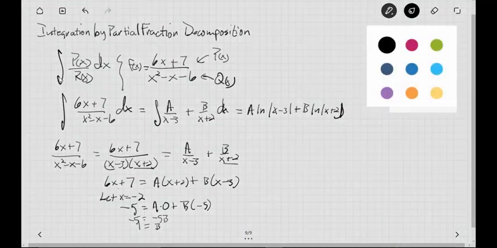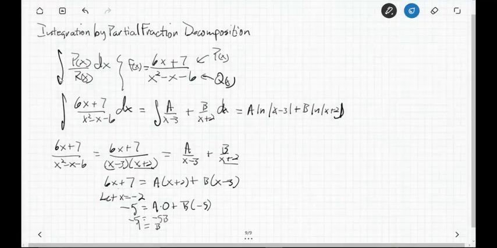So let's change colors just so we can see that we're sort of changing modes. Now I'm going to let x equal 3. Do you see what I'm doing? I'm substituting in values of x that make one of the terms disappear. Now that doesn't always work. We'll do a more complicated problem here in just a little bit, but I want to make sure that you see what we're doing here.